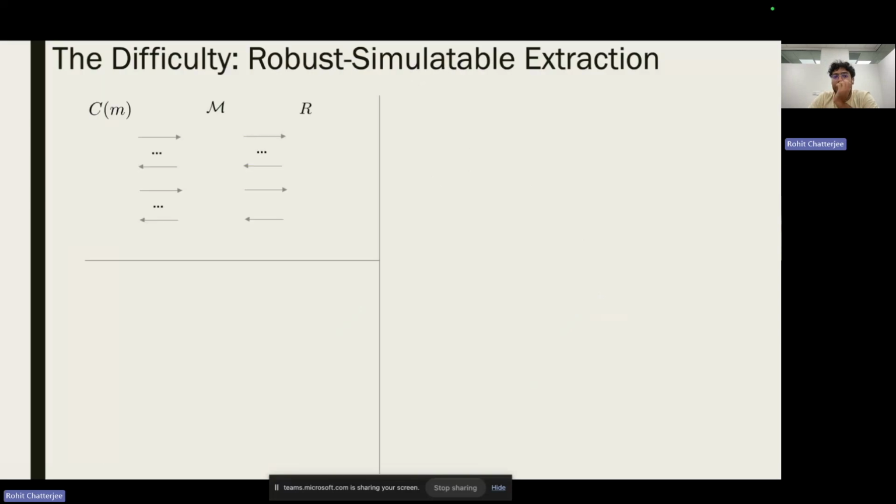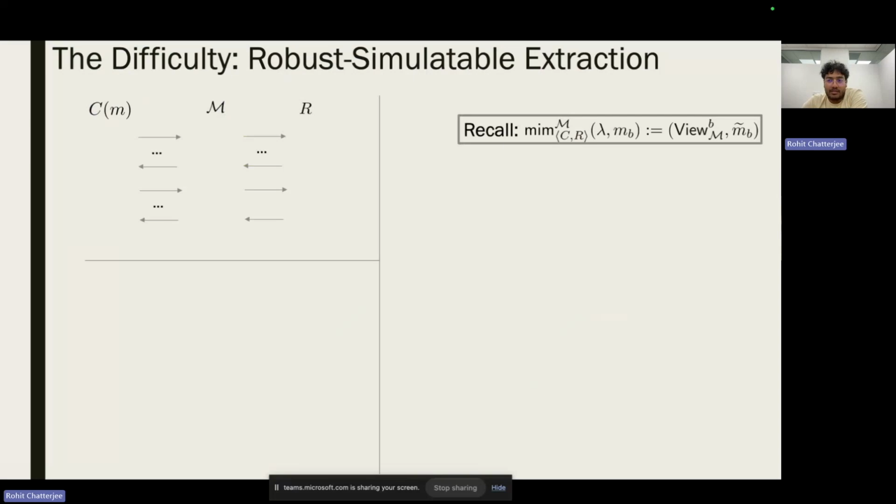So this is what we are going to try and do. More generally, this is what is called the challenge of robust simulatable extraction. We'll see what robustness means in a second. It is simulatable extraction because we are both simulating these sessions and extracting the committed value m.